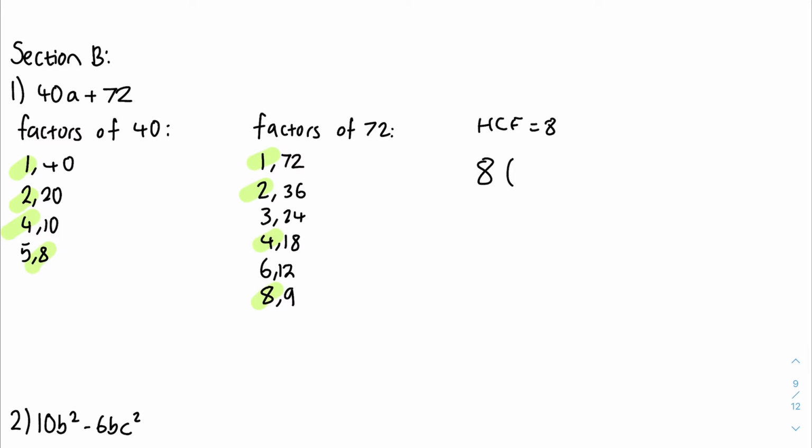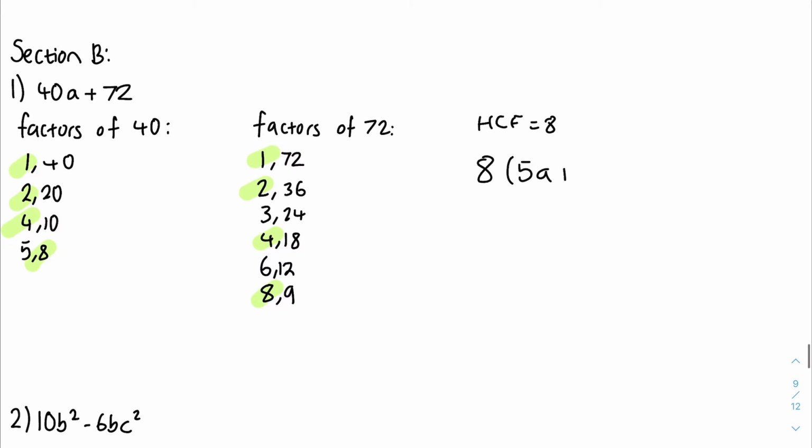So we've got 40a divided by 8, which would leave us with 5a, and then 72 divided by 8, which would leave us with 9. So our answer here is going to be 8 bracket 5a plus 9. We can also check our answer by multiplying this back out.